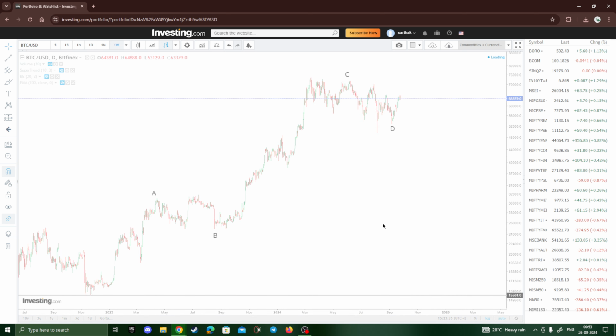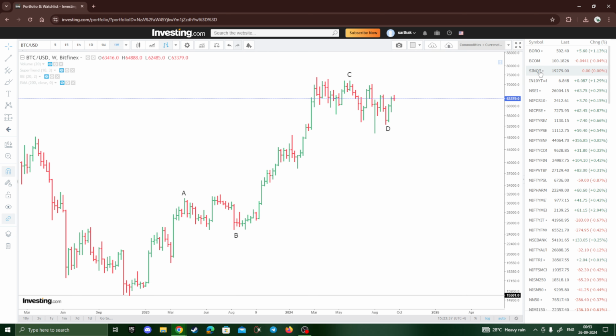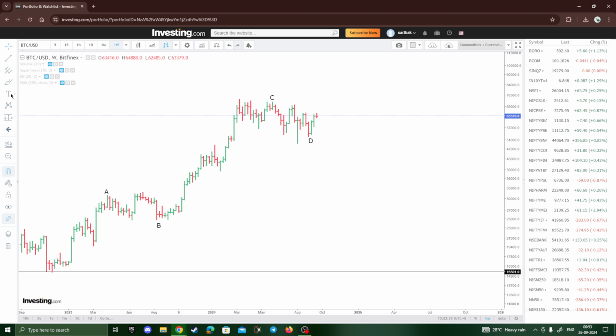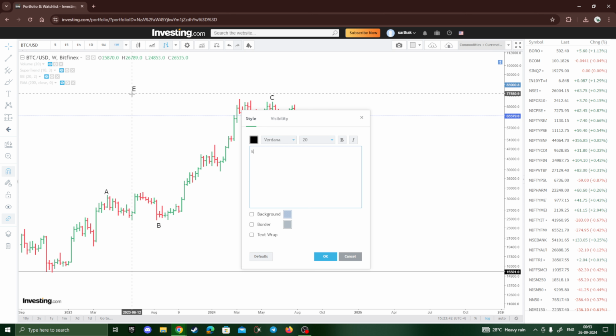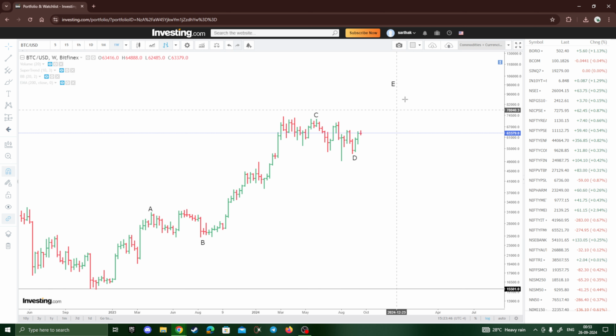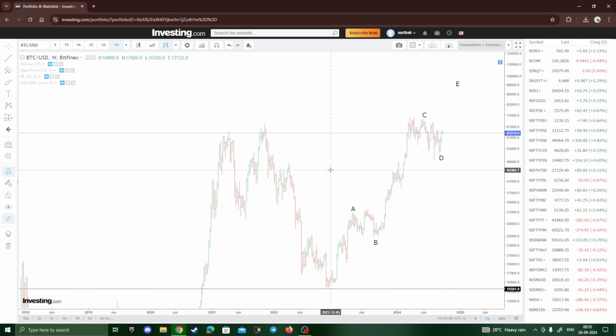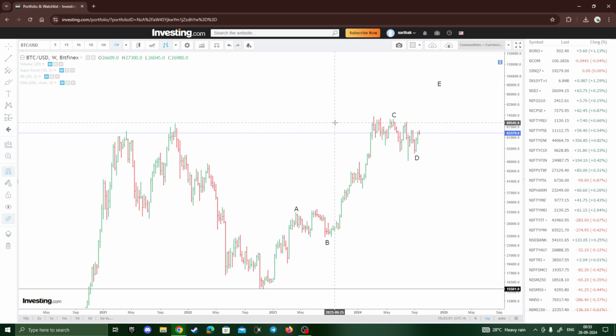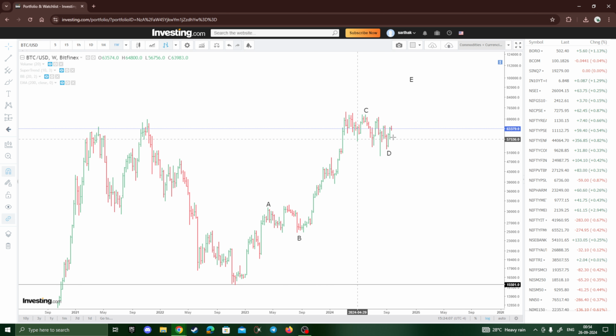So if that is done, if A is done, B is done, C is done, D is done, then I would probably start to anticipate that the next move on the higher side would be in wave E. So that is what I'm really looking at: A, B, C, D, E, and ideally I would be looking at wave E to at least cross above 73,000. And when the overall momentum picks up, there is a very fair chance for wave E to extend on the higher side as well.